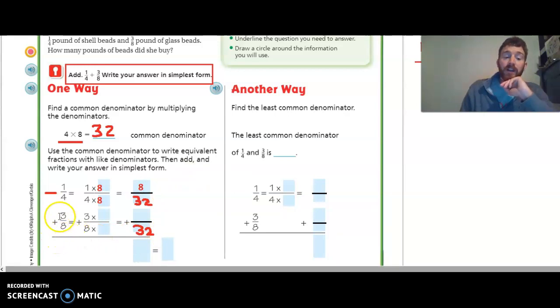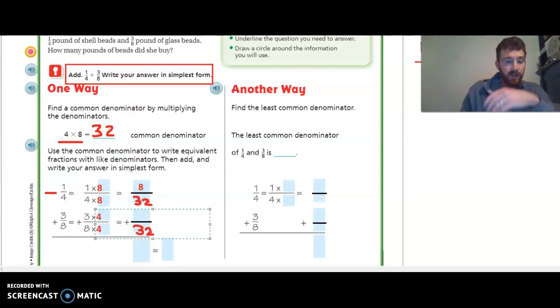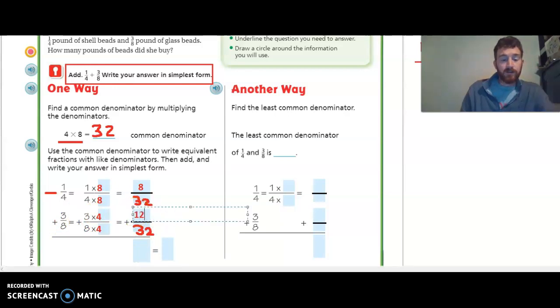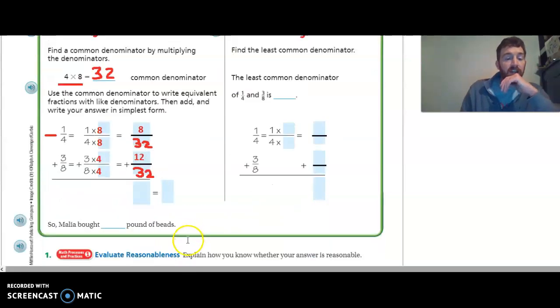Now, for the other one, we can do 3/8 times what would make 32? 8 times what would make 32? That'd be 4, okay? So we're going to multiply the numerator and denominator by 4, make our math work there. Again, as we see, 8 times 4 makes 32. We can make an equivalent fraction by doing the same thing with the numerator. So 3 times 4 would be how much? Well, that's going to be 12. Okay, so now I'm ready to add my numerators and have a common denominator.